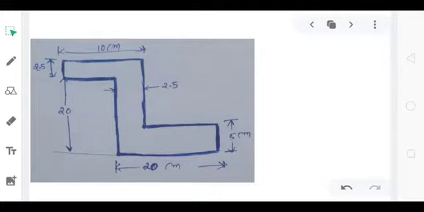So this section is not symmetrical in x or y.